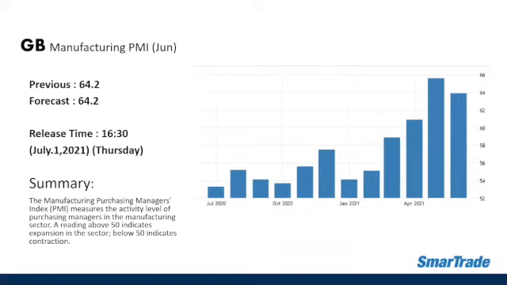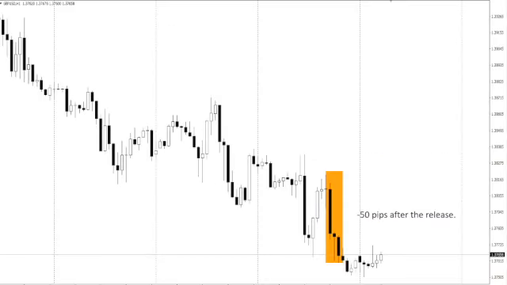Meanwhile, we have the manufacturing PMI as well for UK for the month of June. Previous and forecasted, same thing at 64.2, and release time yesterday 4:30 p.m. And for the month of June, the manufacturing PMI for UK was 63.9. So lower than the forecasted, and it did not beat the previous data. After the release, the GBP against the dollar was down 50 pips. And during the Asian session, the current price of the GBP against the dollar was around the 1.3765.